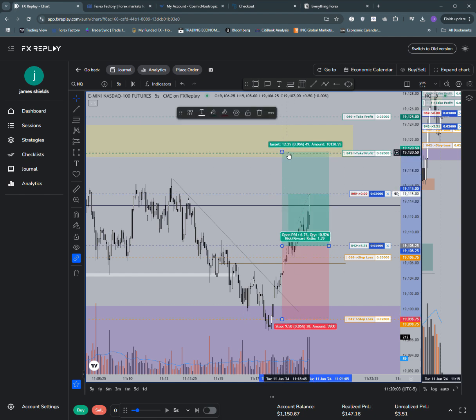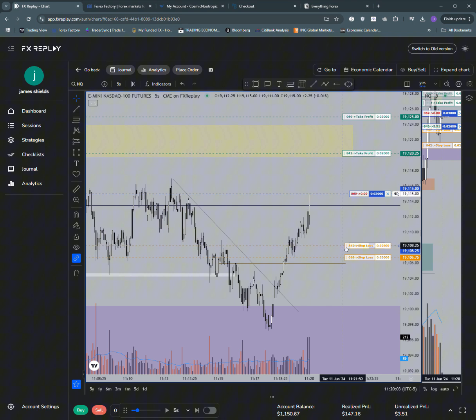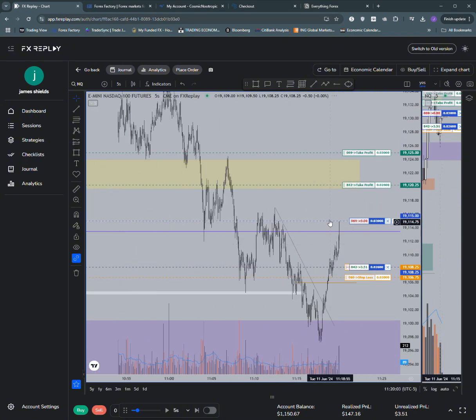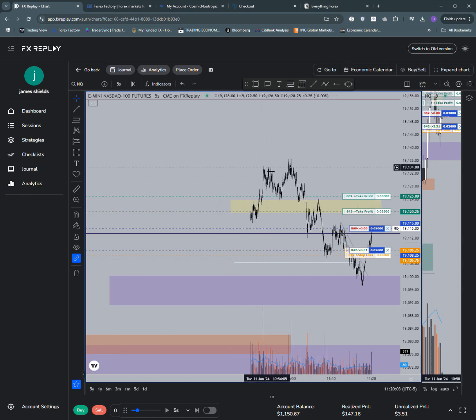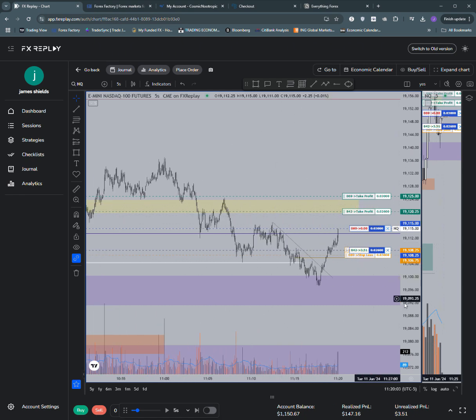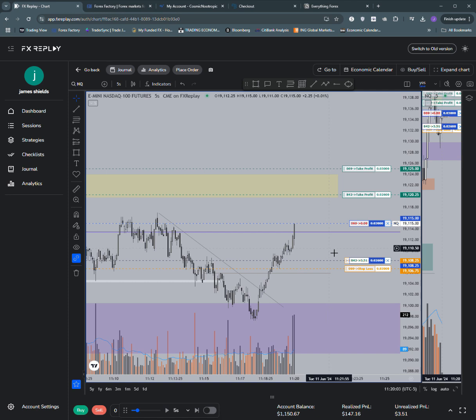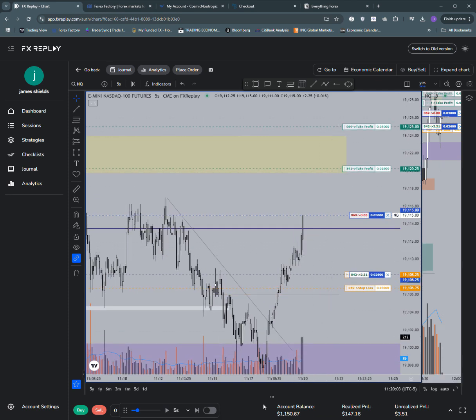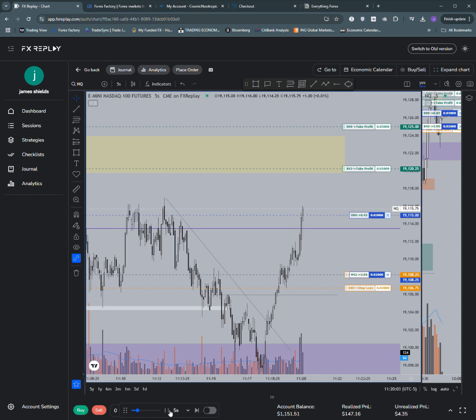1.2, 1.3, 1.25. Okay, that's fine. And then we'll do break even here. This is being really aggressive on my break even because we're in a higher time frame. But if I'm gonna keep opening up risk, and then I wanna close out.